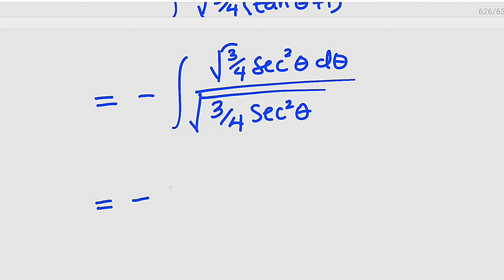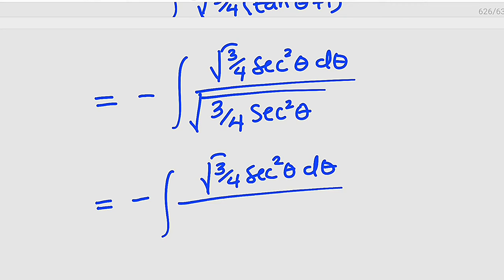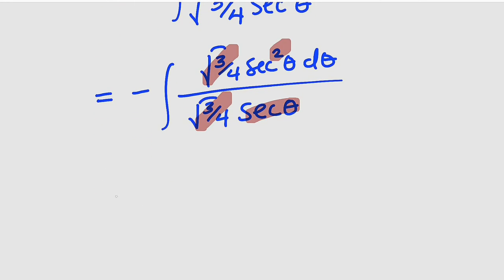We have this to be equal to negative the integral of square root of 3 divided by 4 secant squared theta d theta, divided by square root of 3 divided by 4 remain square root of 3 divided by 4. Square root of secant squared theta will give us secant theta. So for cancellation, you can clearly see that this will cancel this, and secant theta will go into secant squared theta one time. So we only have secant theta d theta as our main function. So this is equal to negative integral of secant theta d theta.